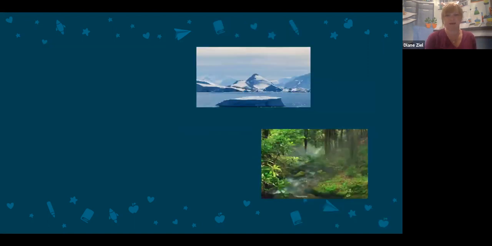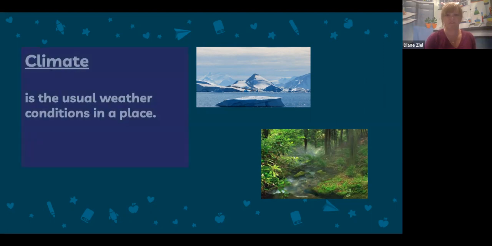Here you see an example of a very cold place to live and a very warm, hot, humid place to live. What are these examples of? If you said different types of climate, that's correct. Climate is the usual weather conditions in a place.